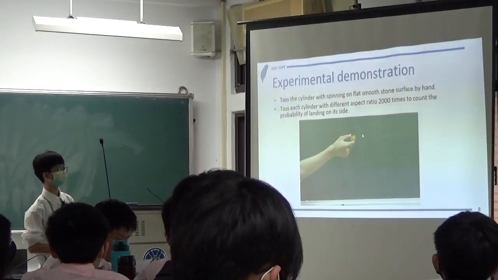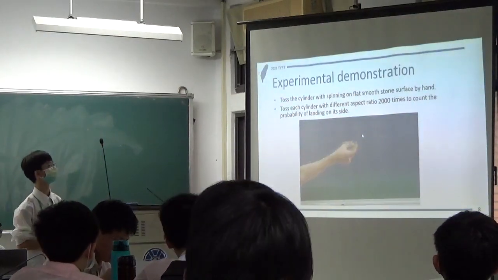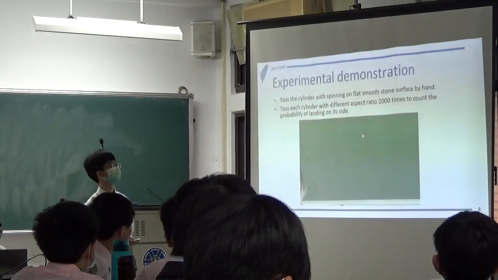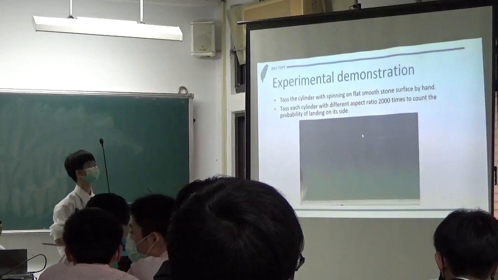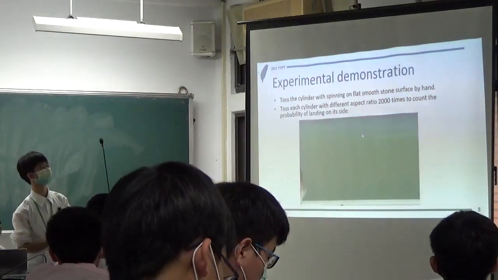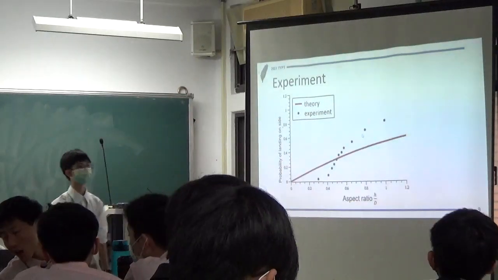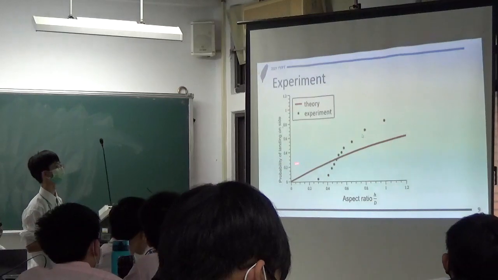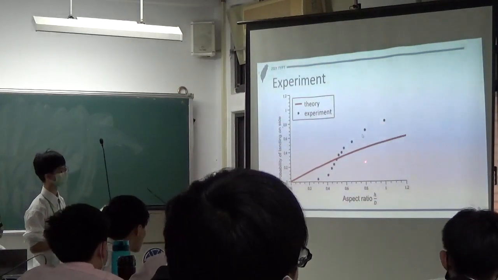And to test our model, we conducted an experiment. We toss the cylinder with spinning onto a flat, smooth stone surface by hand. We toss each cylinder with a different aspect ratio 2,000 times to count the possibility of landing on its side. So this is the result, and the red line is the theoretical line, and the black line is our experiment data.